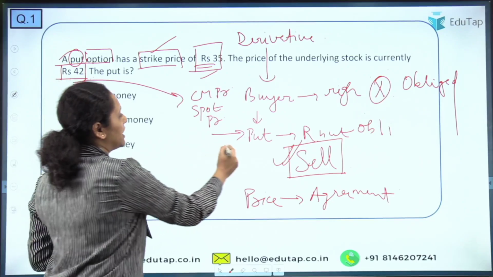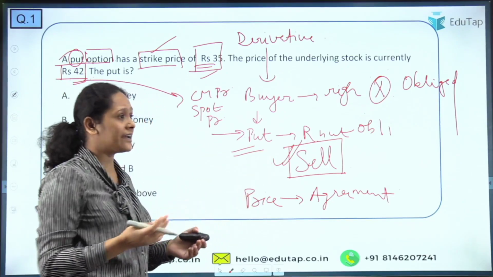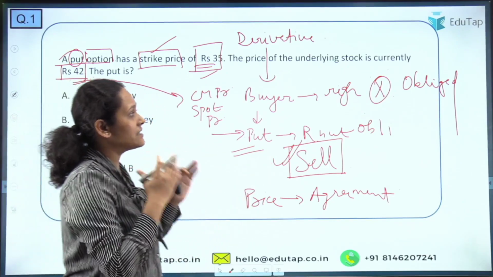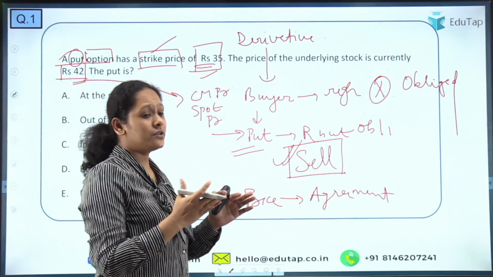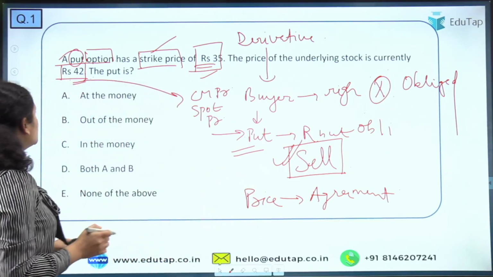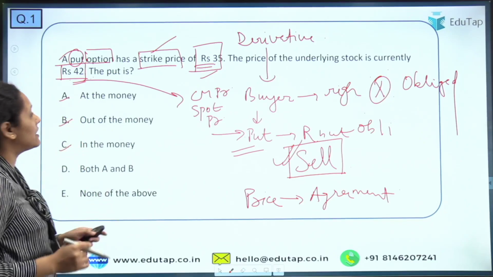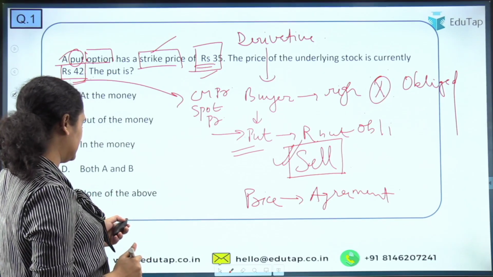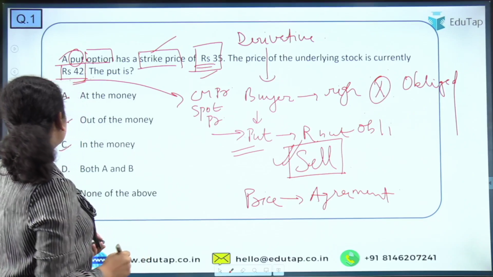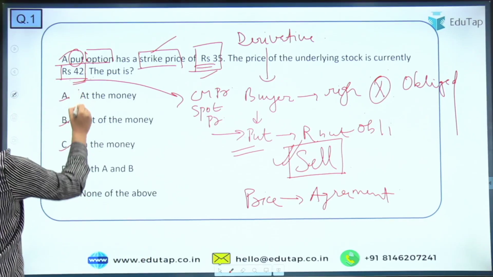Now the buyer of the put option decides to exercise his rights based on certain criteria. Those criteria are known as at the money, out of the money, in the money. So let us understand each of them in detail. ठीक है. Let us understand what is at the money.